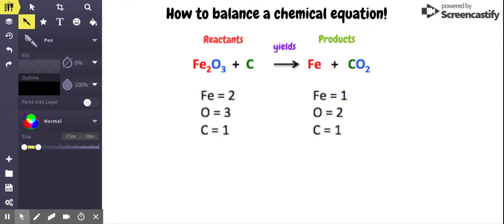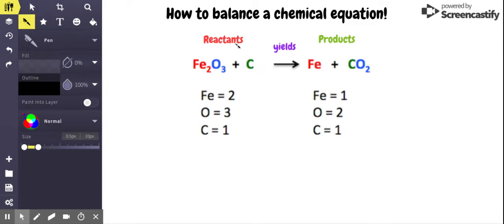I'm going to teach you a little bit about how to balance a chemical equation. This is Mr. Yago here. I'm going to just kind of run through the basics. Here we have a chemical equation.